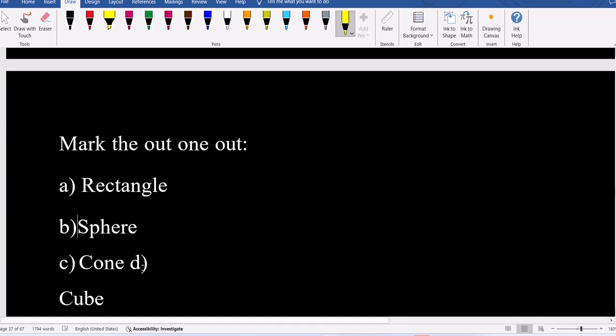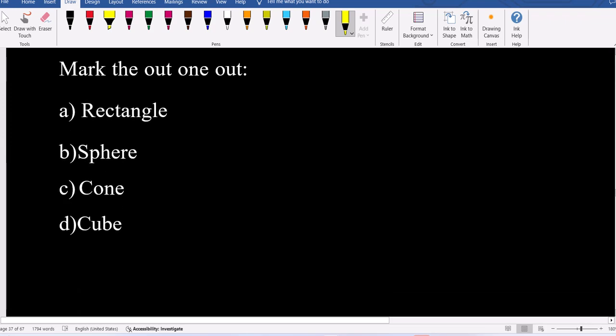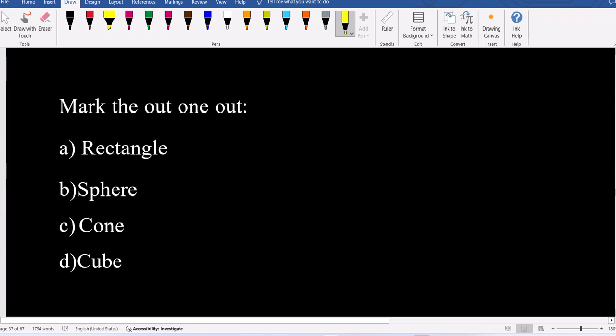We said analogy, odd one out as a syllabus for abstract reasoning. You can see that now, which is the odd one out here? Rectangle, sphere, cone, cube. Option A, because all these are three-dimensional, 3D. Rectangle is 2D. Two-dimensional and three-dimensional, likewise we can go.